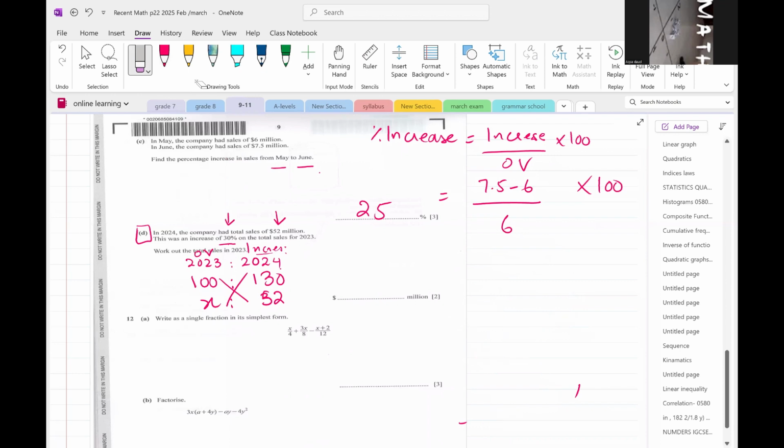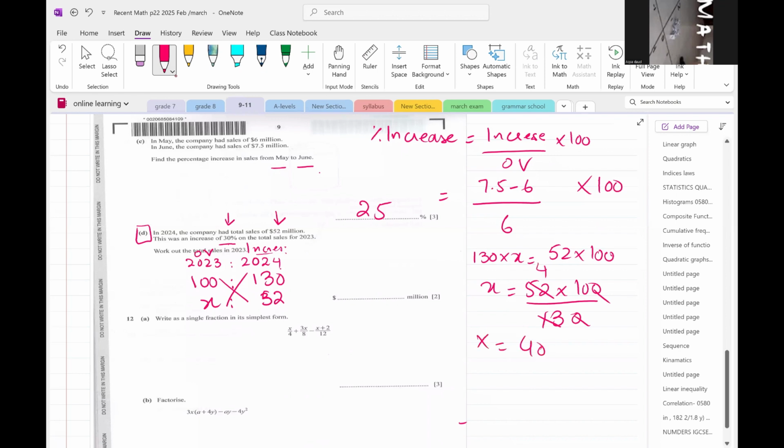Okay. So 130 times x is equal to 52 times 100. Now we are going to solve it for x. So 13 4 times 52. So x will be 40 million.